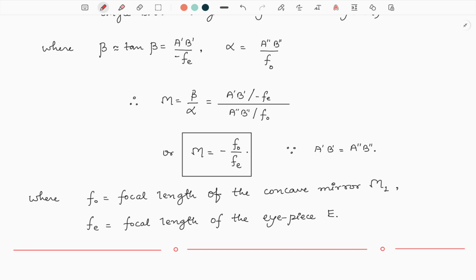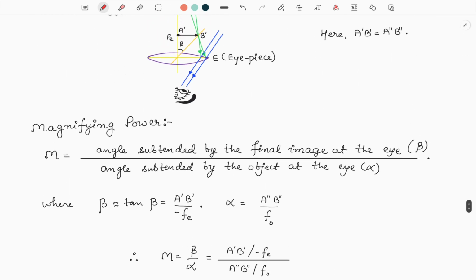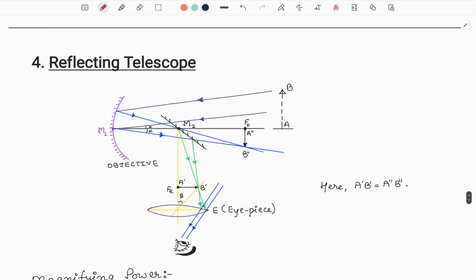So in this lecture I tried to explain all the important optical instruments: the simple microscope, compound microscope, astronomical telescope of refracting type, and astronomical telescope of reflecting type.